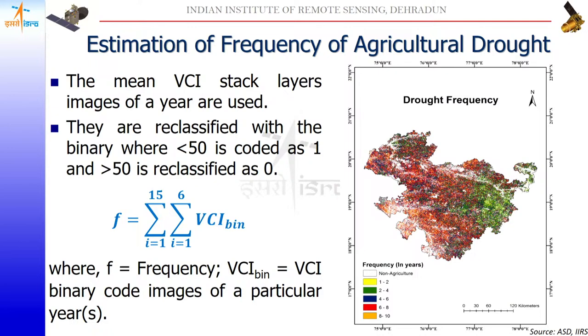Here we are also using the VCI binary maps with this formula, the summation of i from 1 to 15, because we are using 15 years of data sets from 2001 to 2015 of MODIS 16-day composite, and per season there are 6 images, so summation i from 1 to 6. With this formula we compute the drought frequency and assess which area has higher frequency of drought.